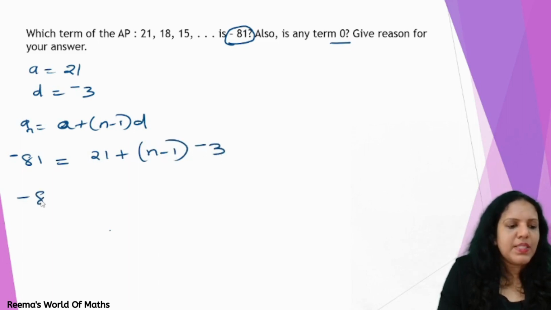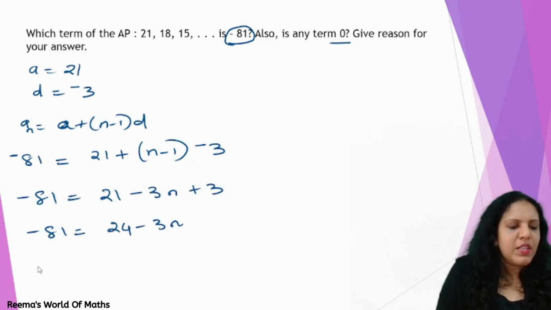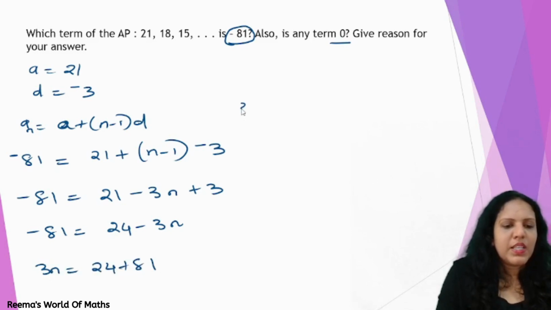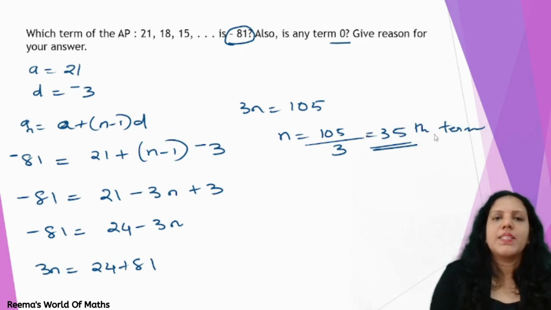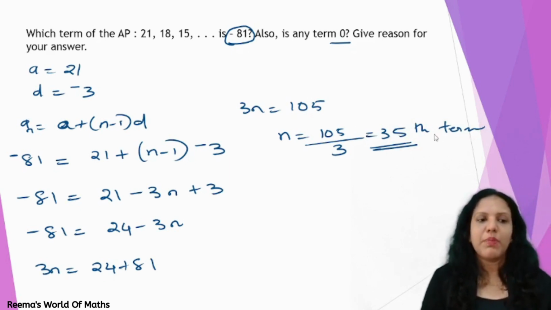Correct? So that is minus 81 equals 21 minus 3n plus 3. Correct? So that is minus 81 equals 24 minus 3n. We can write 3n equals 24 plus 81, which is 3n equals 105, correct? So n equals 105 divided by 3, which is 35. So minus 81 is the 35th term of the given AP.